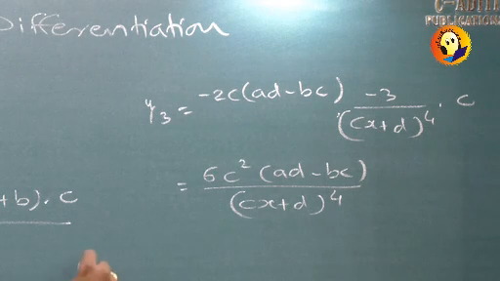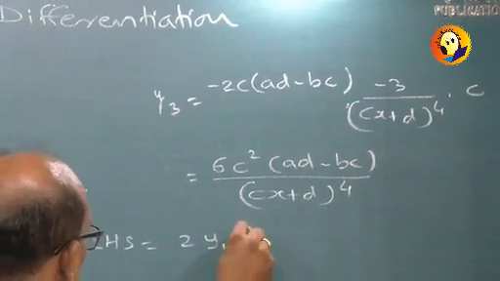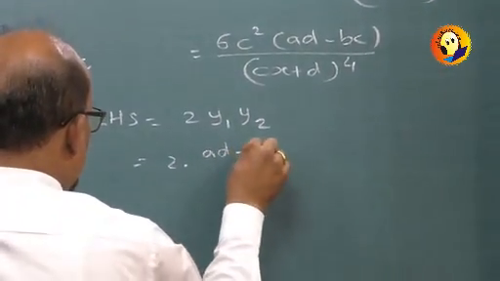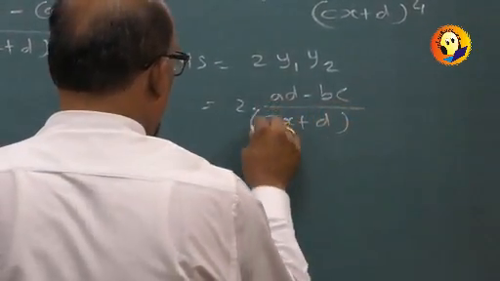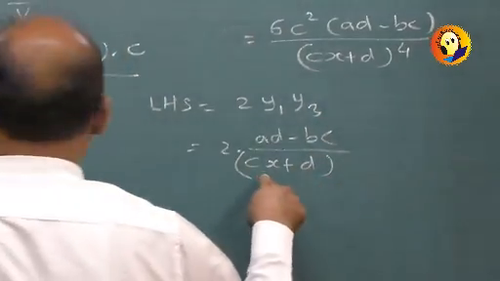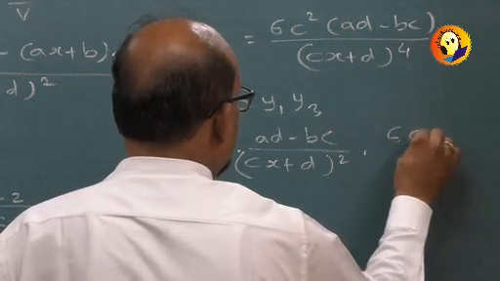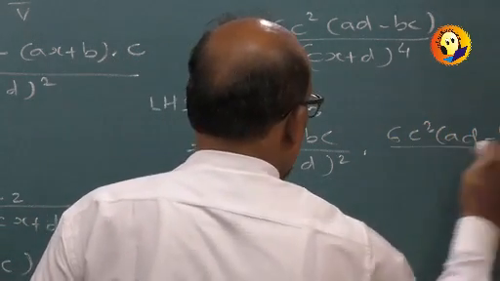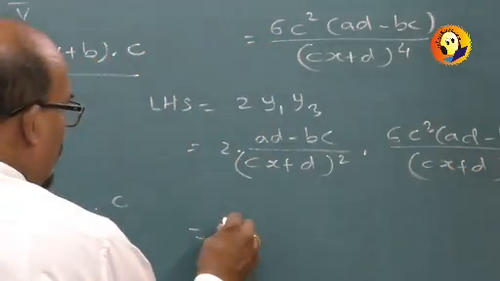So LHS is 2y1 y3. It is 2 times (ad minus bc) upon (cx plus d) squared, into y3, which is 6c squared (ad minus bc) upon (cx plus d) raised to 4.